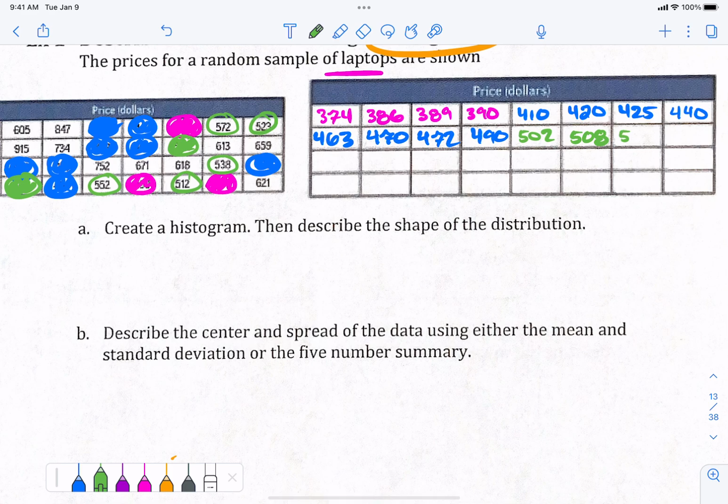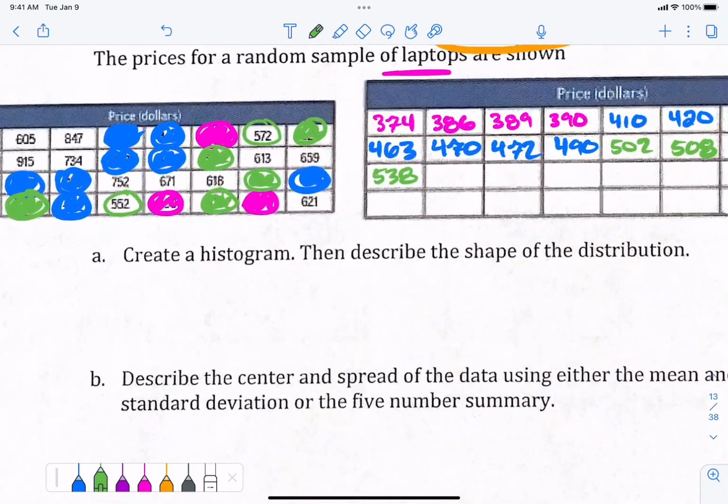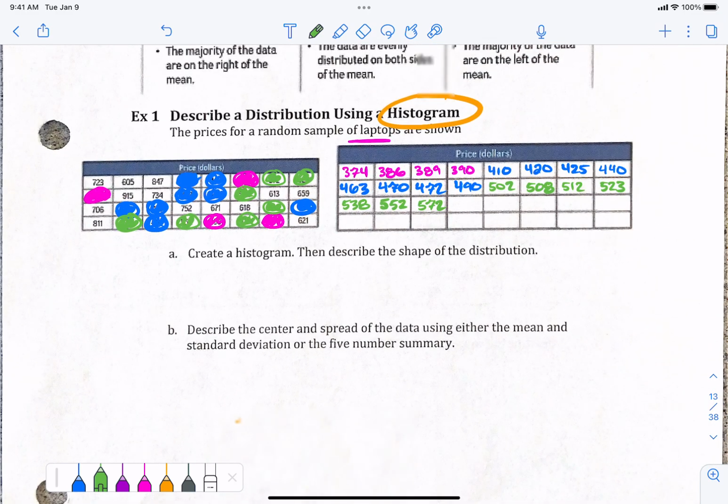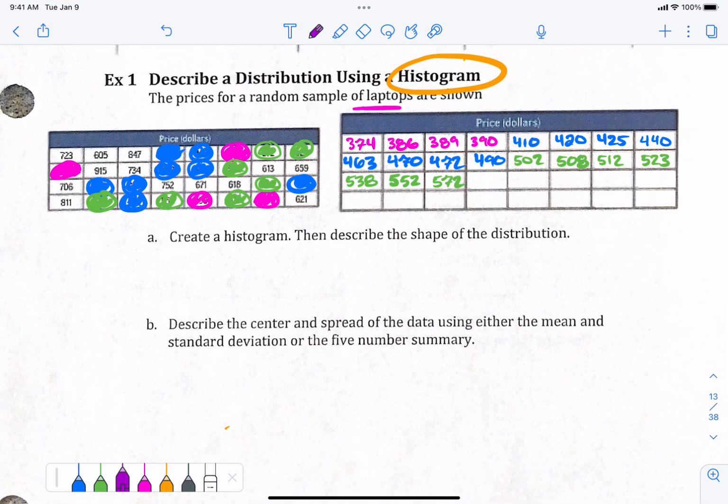Next is 512, I think. You check me and make sure I'm doing this right. 523. Then 538. Is that 552 or 562? 552, I think. 552 and 572 is the last one. There they are. All right, I'm going to switch colors.